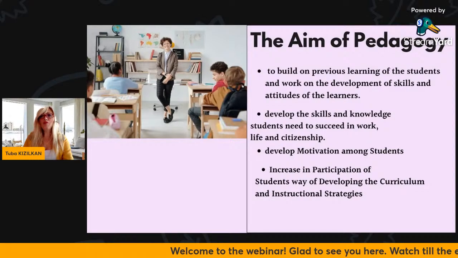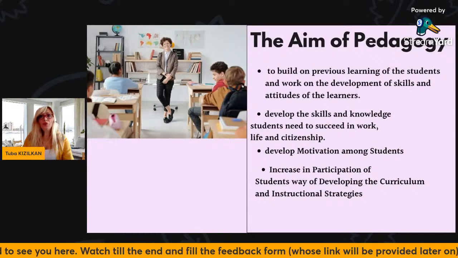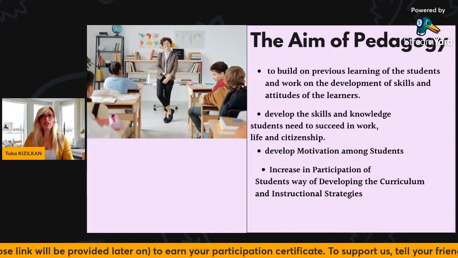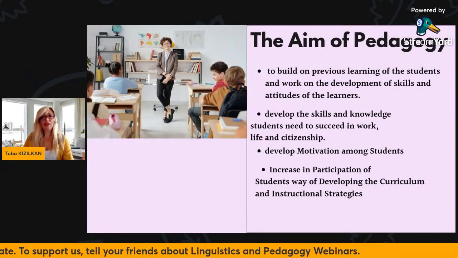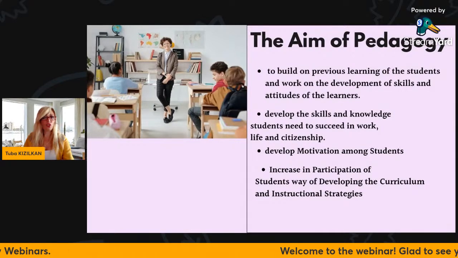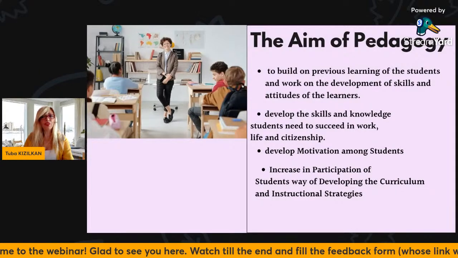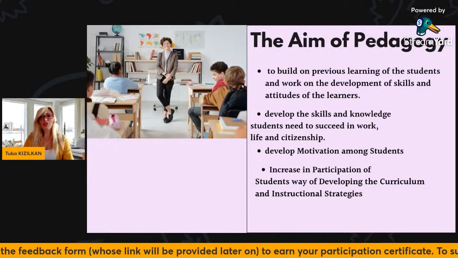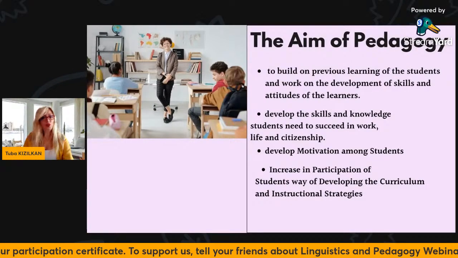So, what is the aim of pedagogy? Why is it an important concept in terms of education? It is to build on previous learning of students and work on the development of skills and attitudes of learners. It also aims to develop the skills and knowledge students need to succeed, both at work, in school life, and daily life, and as a citizen. It also aims to develop motivation among students in terms of learning, and to increase the participation of students, as a way of developing the curriculum and instructional strategies. So a student is provided much more efficiency by a teacher who is involved in pedagogy.